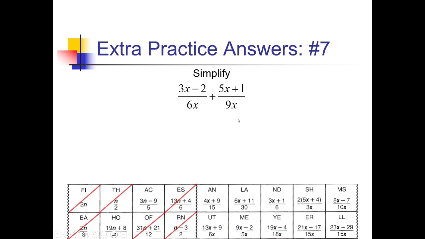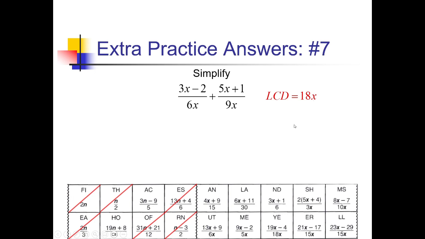When I'm getting my LCD, I need a number that 6 and 9 both go into, and I also need an x. So 9's the bigger number, 6 does not go into that. So the next multiple of 9 is 18. 6 does go into that. So 18, and then they both have an x, so I need an x in my LCD.